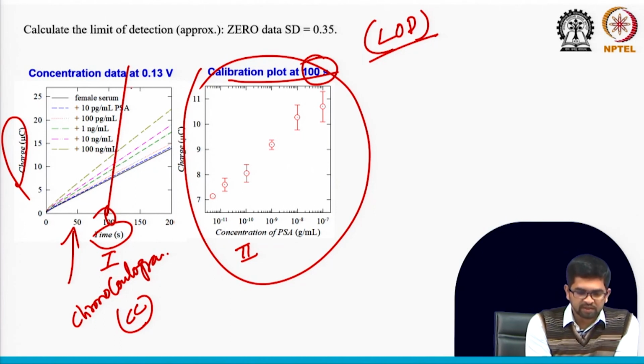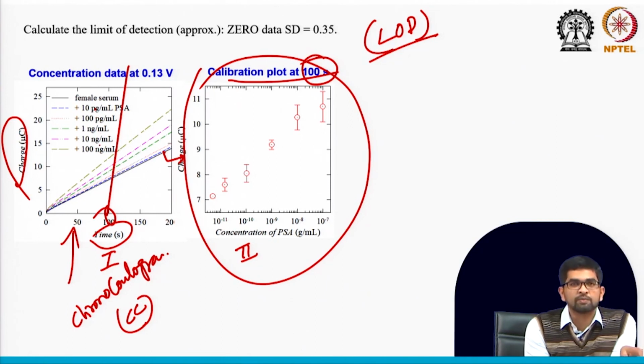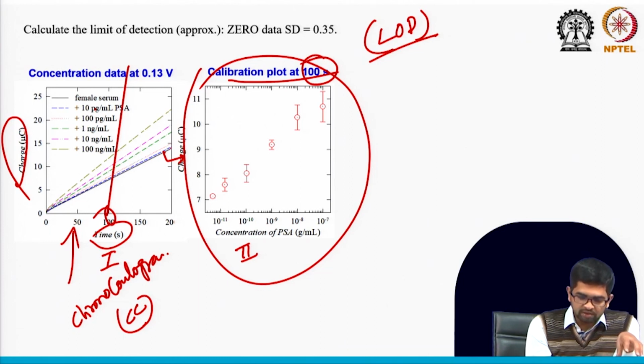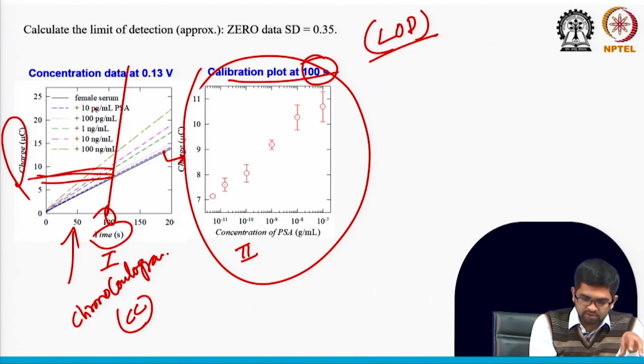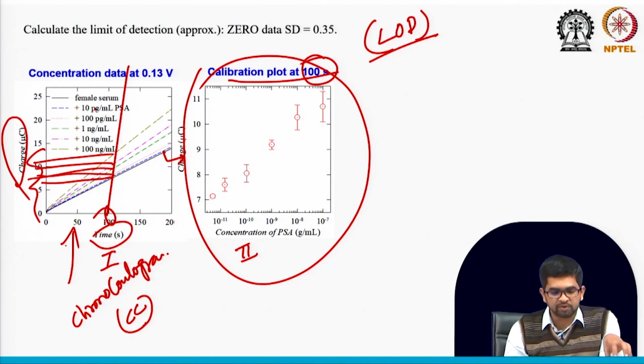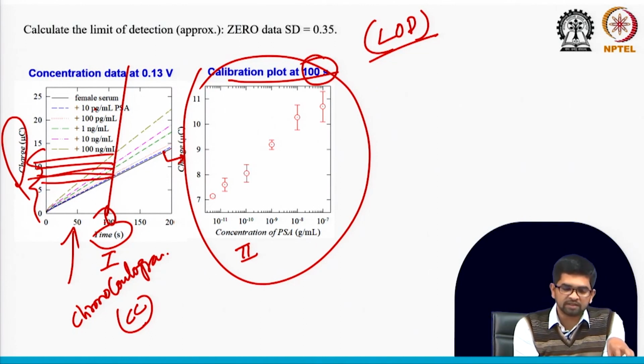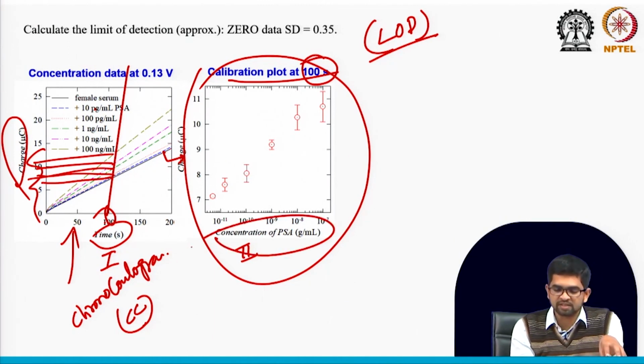This is the zero data, serum, just zero, there is no target. Then 10 picogram per ml, 100 picogram, 1 nanogram, 10 nanogram, 100 nanogram per ml, different concentrations as we increase. Then at 100 seconds, you check how much charge you are getting. Like this you have to calculate all the values, and plot them in a graph with respect to the concentration of the target.